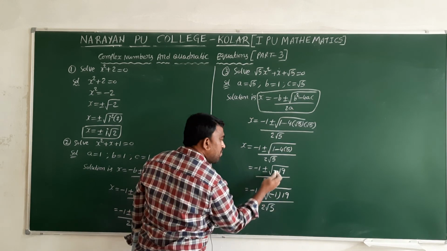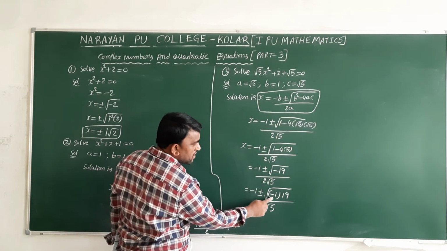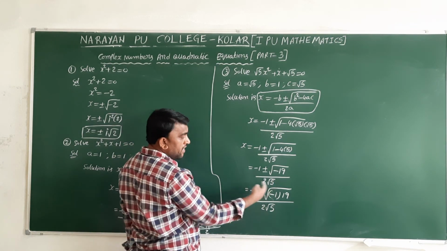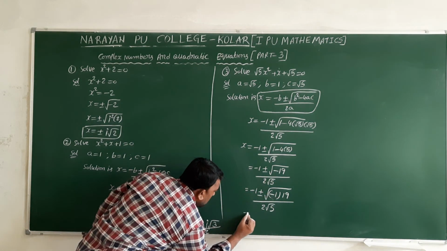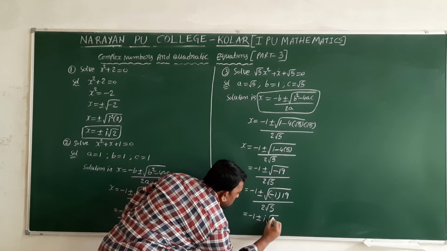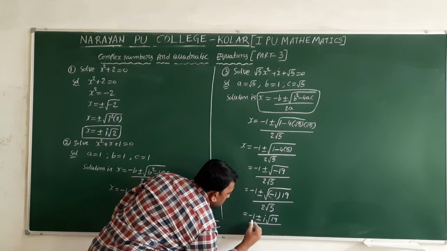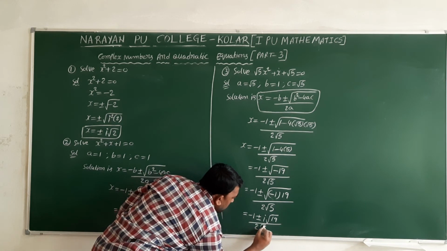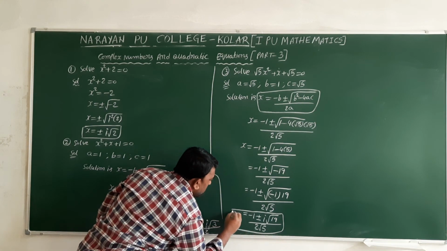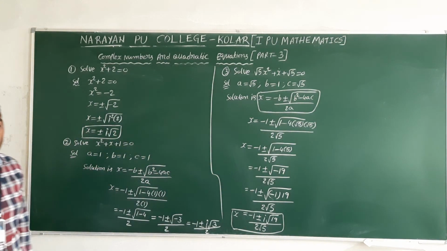Minus 1 into 19 gives minus 19. But minus 1 we know is i square. Inside the root i square is there, so while taking it out, i only. That's why directly minus 1 plus or minus i root 19 divided by 2 root 5. These are the solutions of the given quadratic equation.